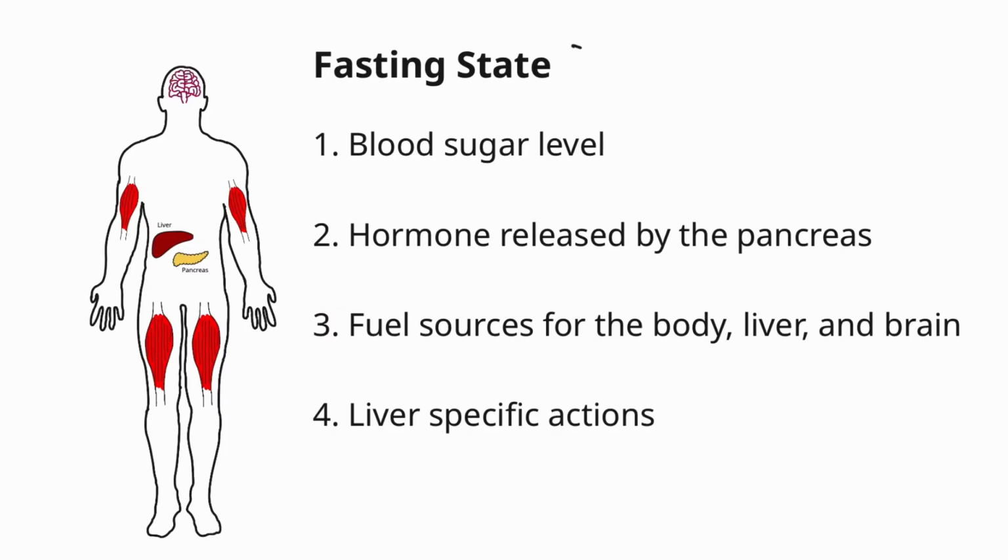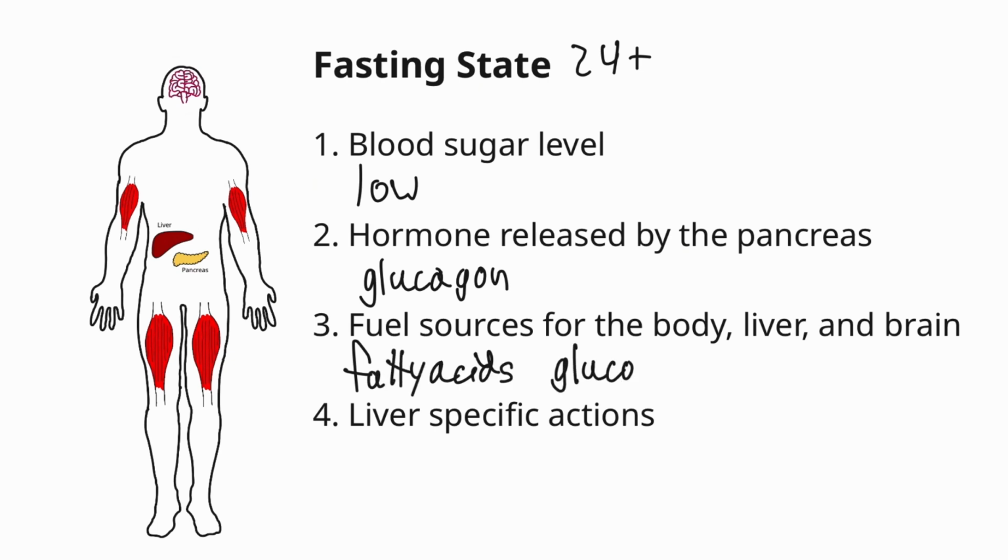Part 2 of the fasting state takes place about 24 hours after our last meal, and at this point our glycogen storages have been completely depleted. Our blood sugar levels are low, and glucagon is still being released by the pancreas. A lot of the body will be using fatty acids as a source of fuel. Other parts will be using glucose, which is produced through gluconeogenesis at this point, and some parts will be using ketones. The liver does a lot during this stage.